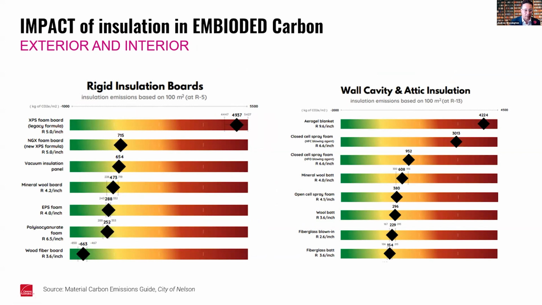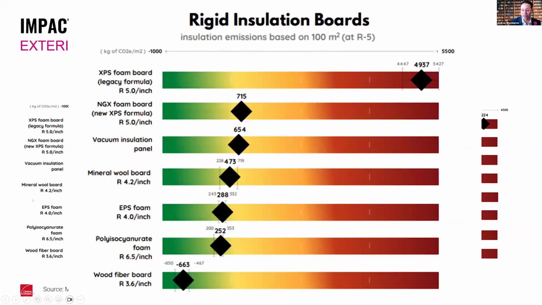But I'm just going to talk about the industry overall. One thing to note, you can see right here, when it comes to foam, it's got pretty high carbon emissions, basically about 715 kilograms of carbon emissions per about 100 square meters. That's for your rigid boards.